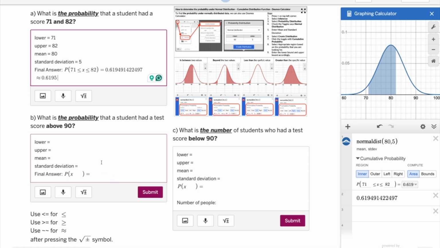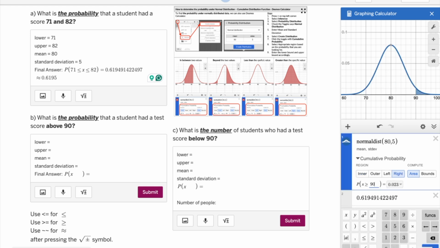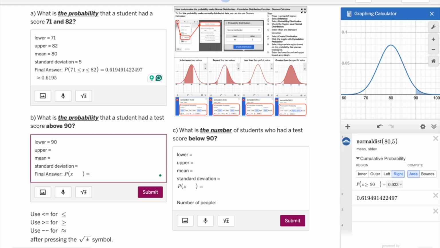And the second question is asking you to find the probability above 90. So greater than 90 is what we want. So I'll go for the greater than section, and I'm looking for greater than 90 for this case. So I am saying 90 will be my lowest possible number, and anything above it will be my upper bound. So technically infinity is what we are looking for.